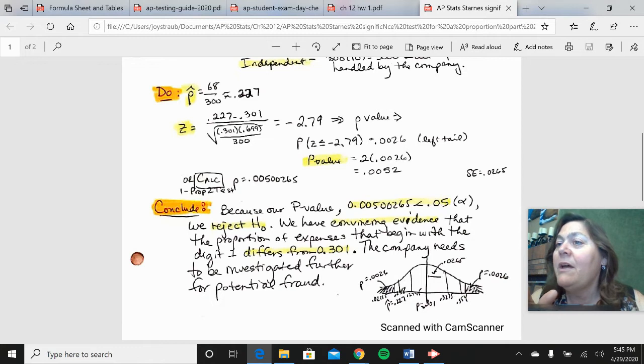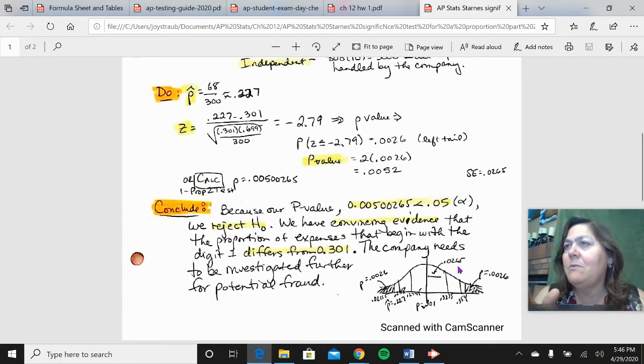Okay, we have our sketch here of the p null in the middle. Since it's two-tailed, here's my p hat over on this side. You need to shade equal distance from 0.227 to 0.301 right there. Should come this way as well. Equal distance from p hat to p null. And then where you shade here is the same distance as from p hat to p null, but on this side. Okay.